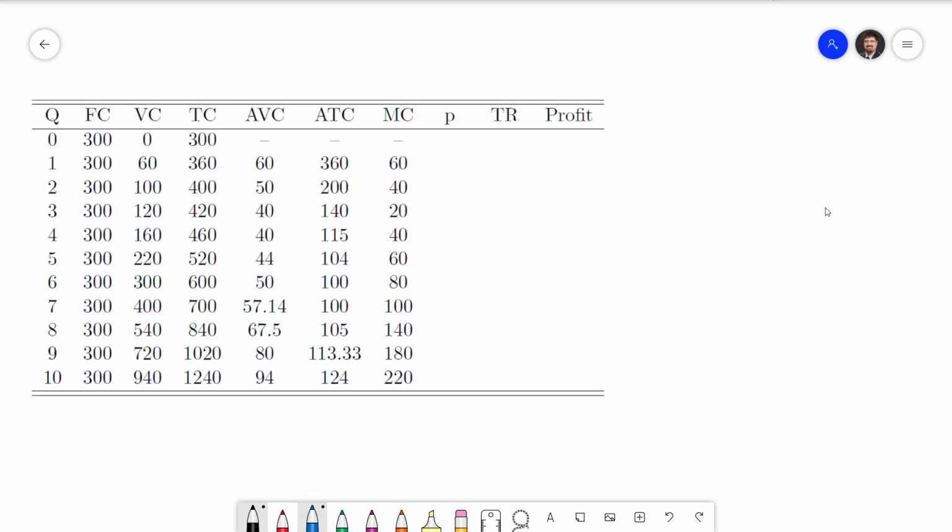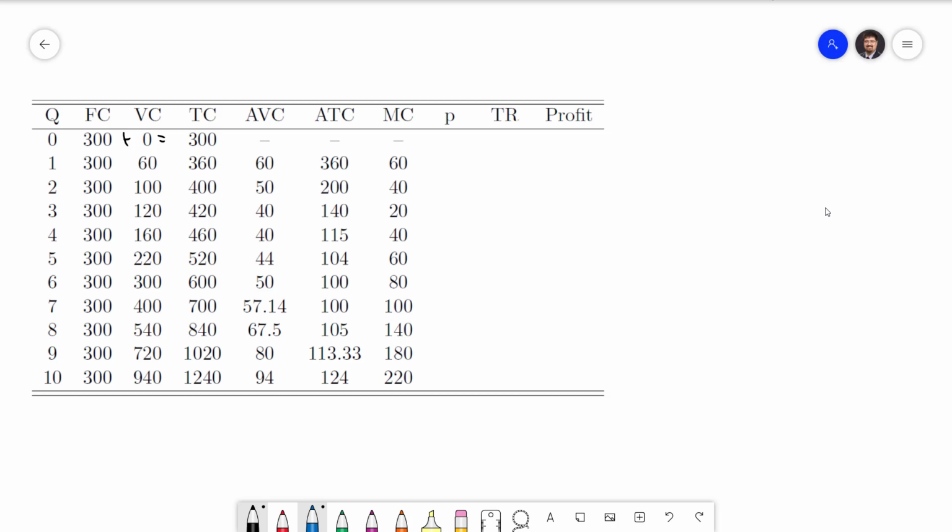In this chart, I have the cost structure of a firm in a perfectly competitive market for quantities 0 through 10. We have a fixed cost of 300. That stays the same. We also have a variable cost. Fixed cost plus variable cost adds up to total cost. We take our variable cost and total cost, divide them by Q to get our average variable cost and average total cost. And then finally, we have our marginal cost column that is our change in total cost as quantity increases. For example, we can see that going from 1 unit to 2 units will be an increase of 40, so our marginal cost there is 40.